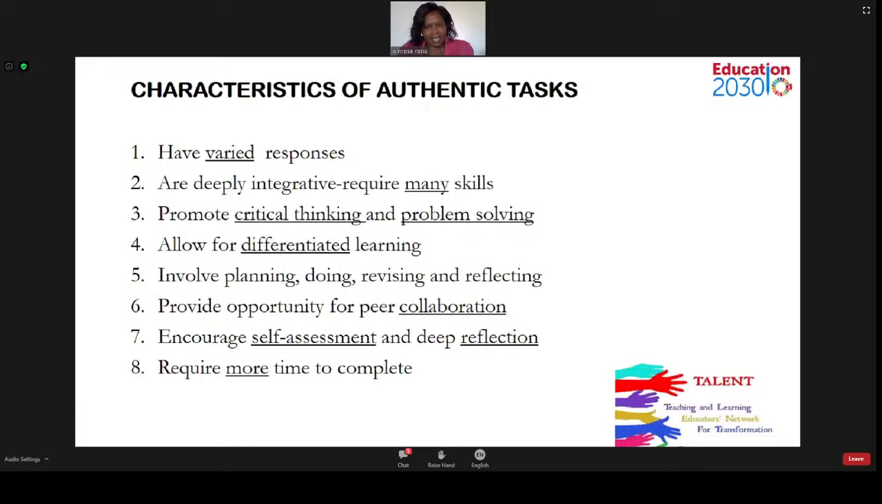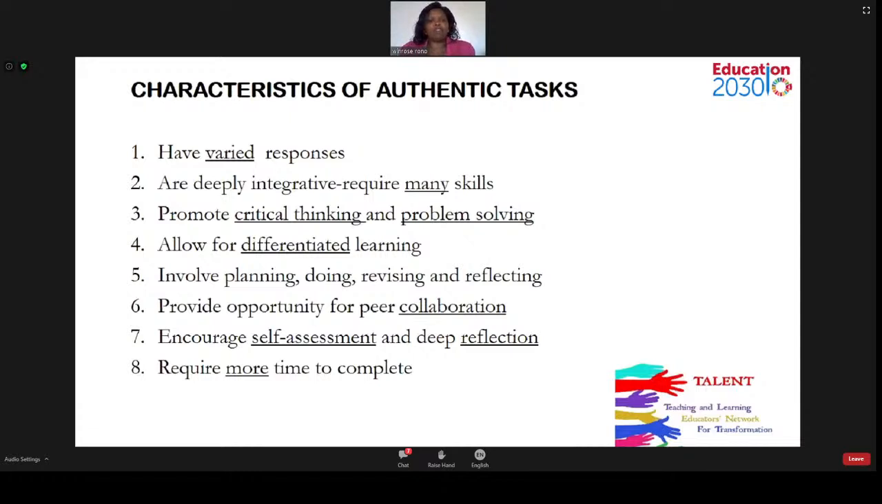So what are the characteristics of an authentic task? They have varied responses. They are deeply integrative, that is, it requires many skills to respond to them. They also promote critical thinking and problem solving, and they also allow for differentiated learning. Remember, learners learn in different ways. So for us to be able to cater for individual differences, we have opted for authentic tasks.